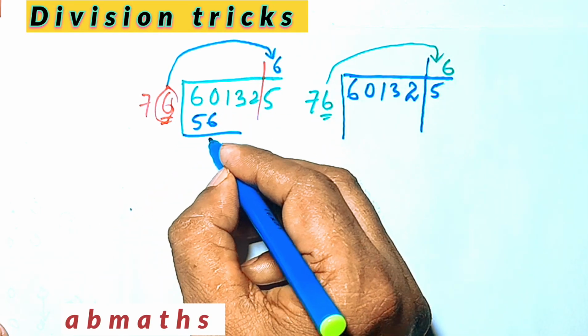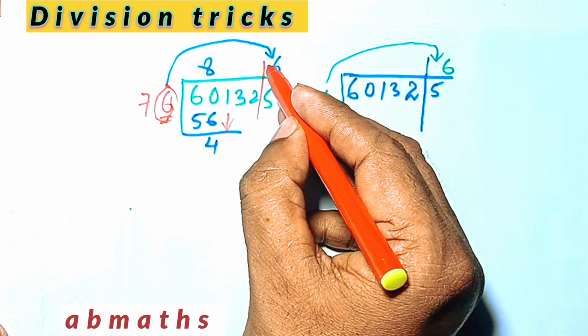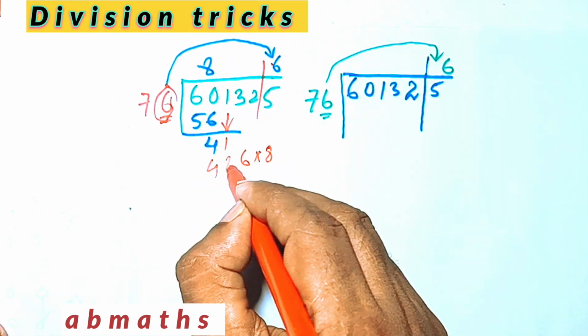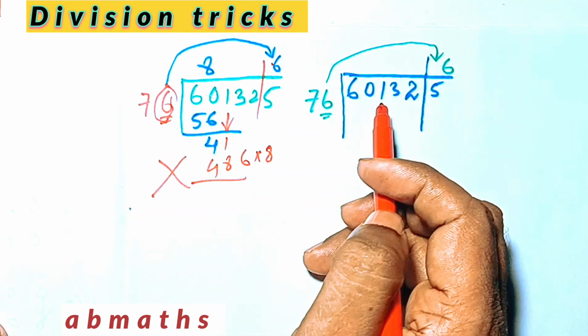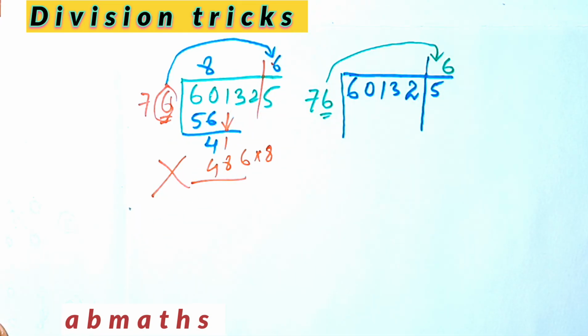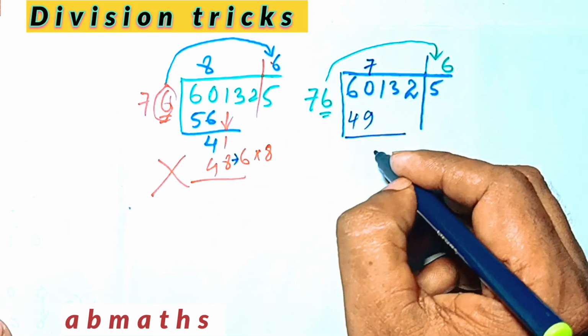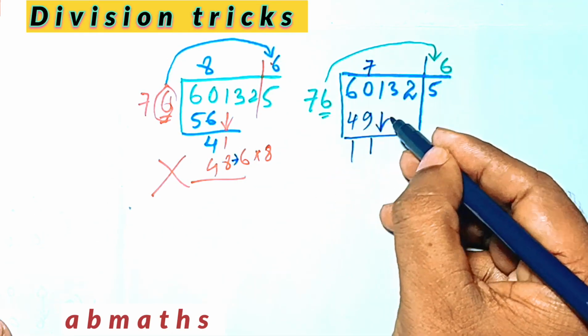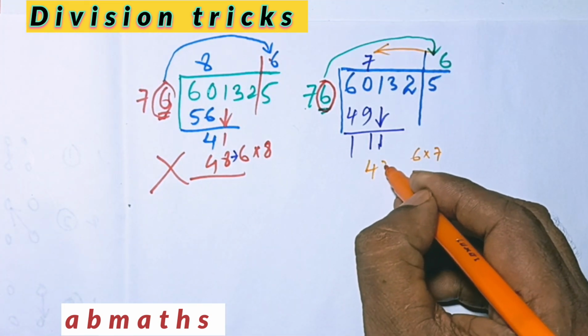After subtraction, we'll get 4 and 1 if we bring it down. If we multiply 6 into 8, 6 8 becomes 48, which becomes invalid. So we cannot multiply with 7 into 8. That's why I have written 2 times here, to clear the confusion. So we have to multiply 7 into 7 times 49. After subtraction, we get 1 also comes down here. We'll multiply 6 into 7, 42.